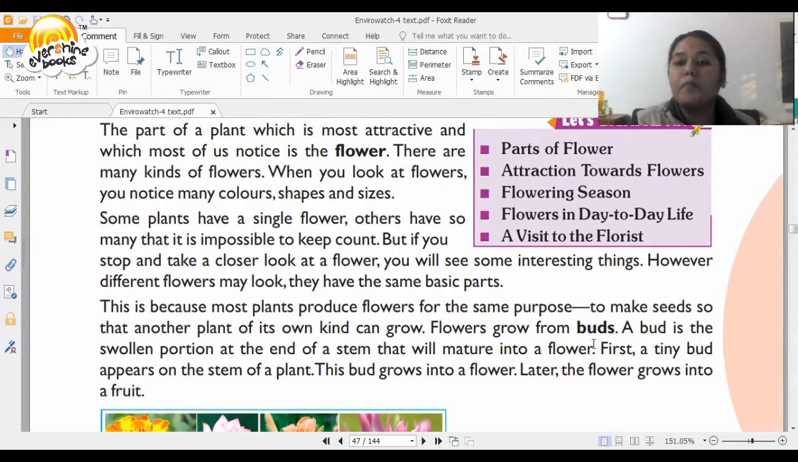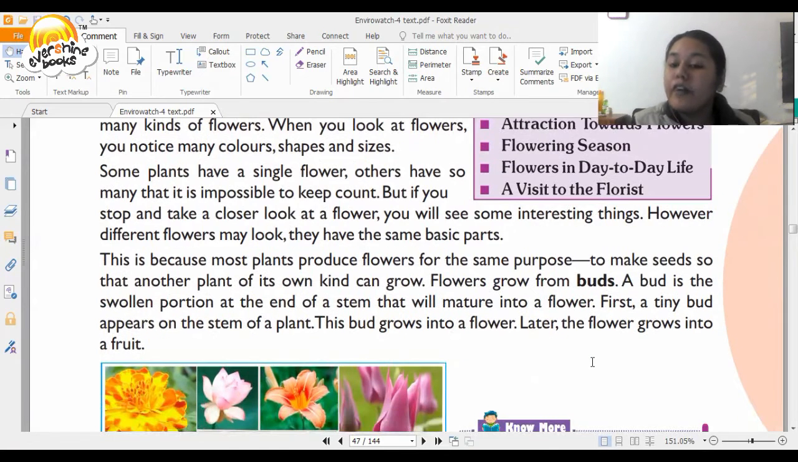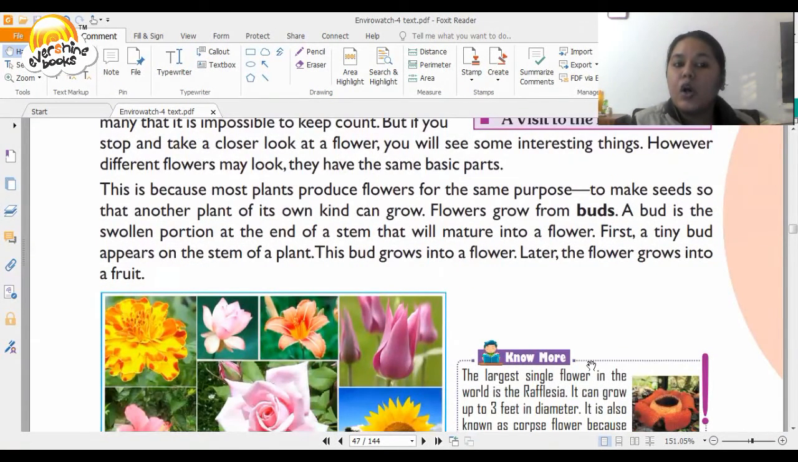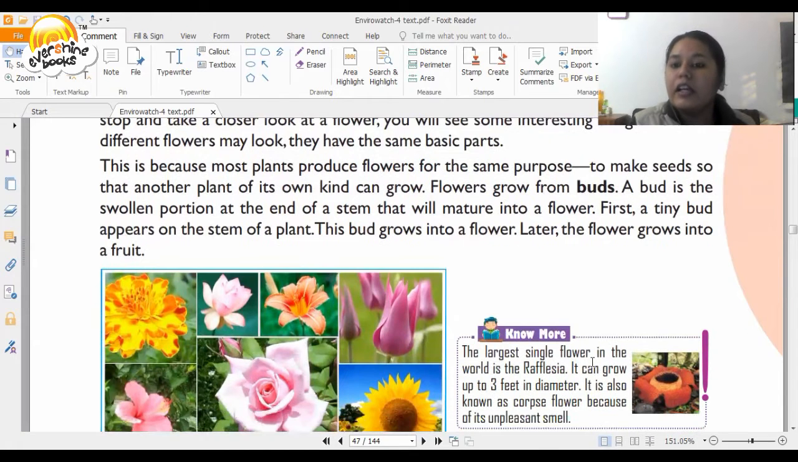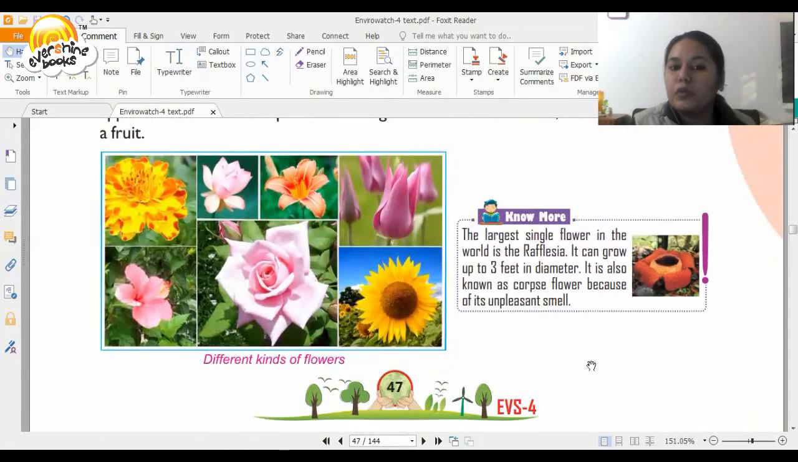Flowers can grow from buds. So this is what a bud looks like. All right, and then it gradually grows into a flower. A bud is the swollen portion at the end of a stem that will mature into a flower. First, a tiny bud appears on the stem of a plant. This bud grows into a flower. Later, the flower grows into a fruit. So, see, these are the different kinds of flowers. And this is my favorite flower, the sunflower.